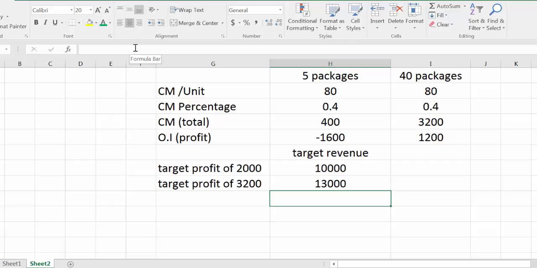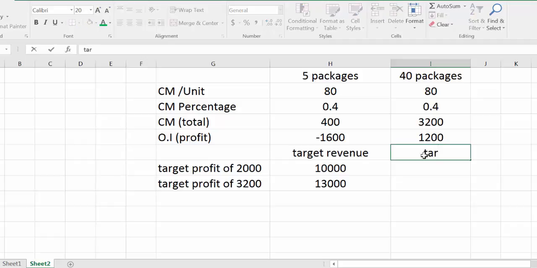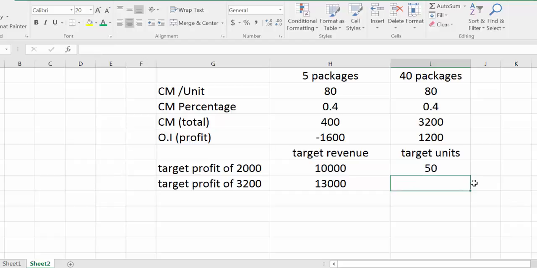You may wonder about the number of units. Although it's not required, we can still look at that. For this one, you can divide the revenue amount by $200. So we're looking at 50 packages.